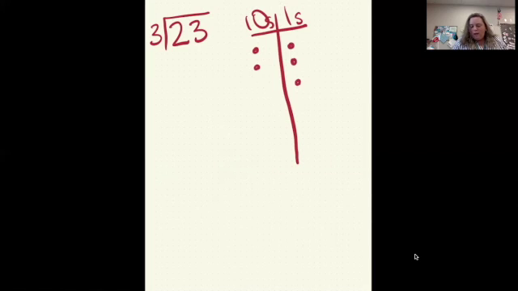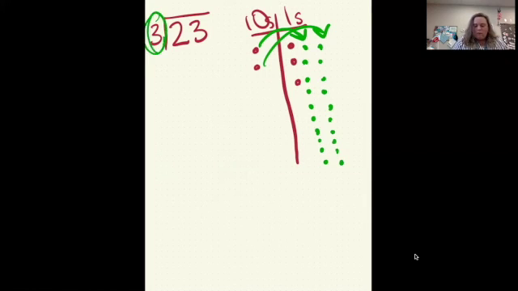So right away, I can see that I cannot get any groups of 3 out of 2. So I have to regroup. So this time I have to bring 2 dots over. 1, 2, 3, 4, 5, 6, 7, 8, 9, 10. So I'm going to circle groups of 3.